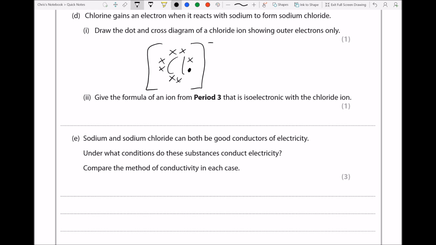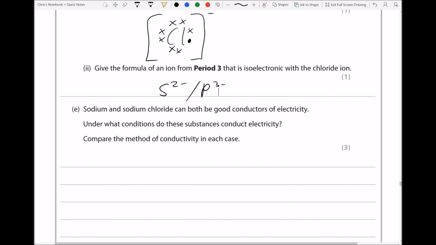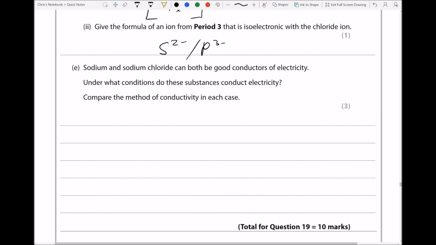So let's put that down there. Any of them answers will be fine. S2- and P3-. Just make sure they're sensible and they can actually be formed. Things like using silicon might not be a good idea because it's really difficult to get Si4-. So as long as it's sensible, then you can get the mark. So that's fine.